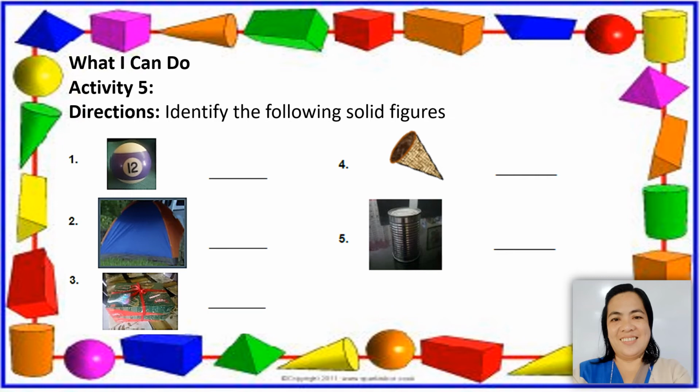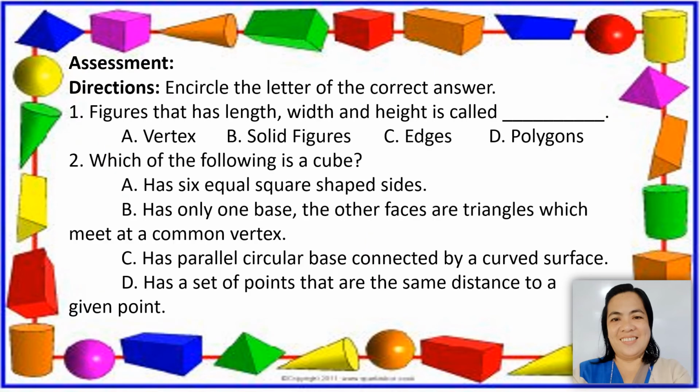Then write it on the blank. For number 5, it is a can. What do you call that solid figure? Then write it for number 5. Assessment. Directions: Encircle the letter of the correct answer. Number 1, figures that have length, width, and height are called blank. A, vertex. B, solid figures. C, edges. D, polygon. Choose what letter is the correct answer.